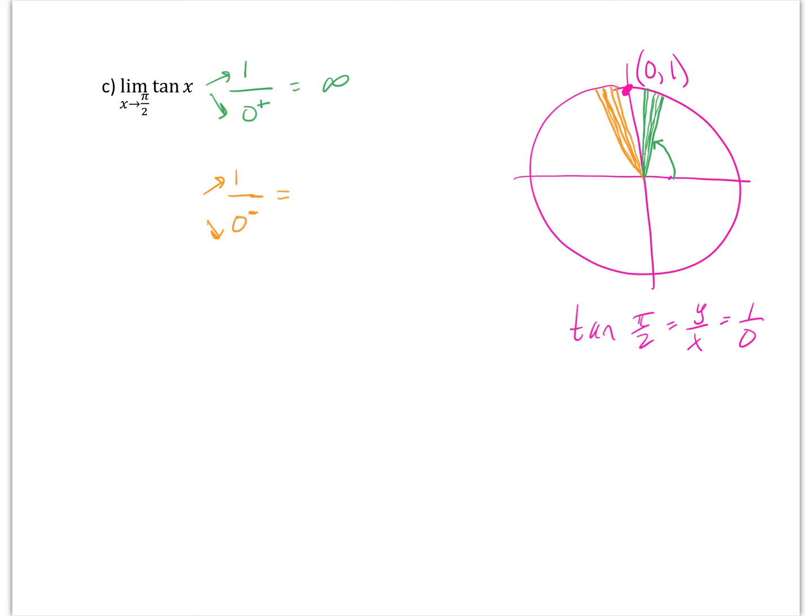So if you divide 1 by something very, very close to 0, you get a really big number. So that's going to get bigger and bigger, but it's negative because it's 1 divided by negative 0.1, negative 0.01, negative 0.001. So this limit does not exist, because from this side of pi over 2, it's approaching infinity, but from this side of pi over 2, it's approaching negative infinity. So this limit does not exist.